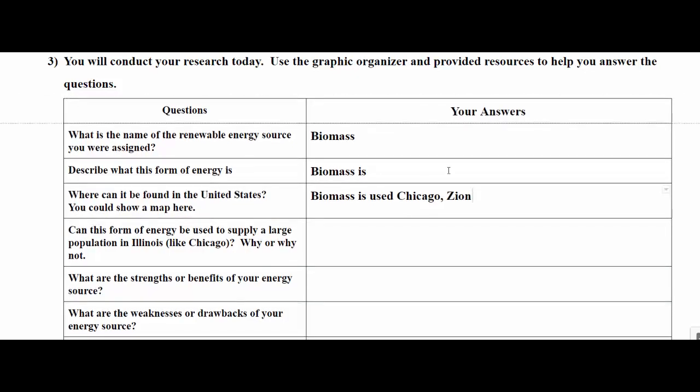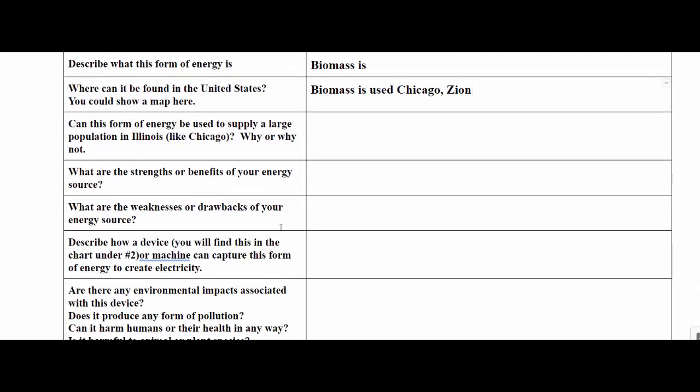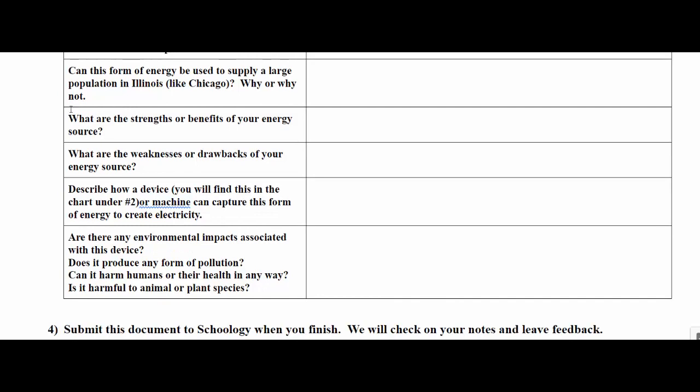So that's an example. If you can find a map that shows states that use biomass, that would be a really cool graphic to use in your video. And this is what we're looking for you guys to do. Just fill out all of these questions. Can this form of energy be used to supply a large population in Chicago or Illinois? Why or why not? This question will probably be one of the more difficult ones to answer. So if you need some guidance, let us know.